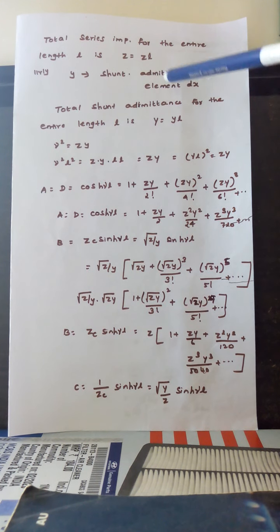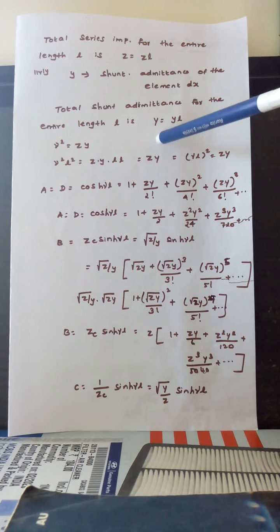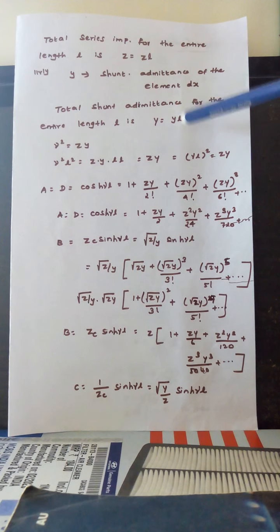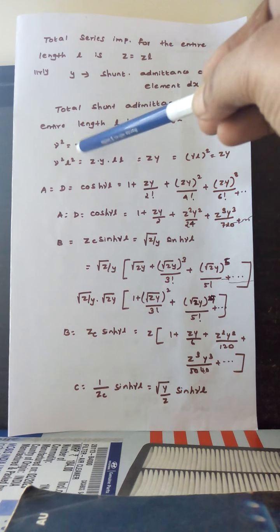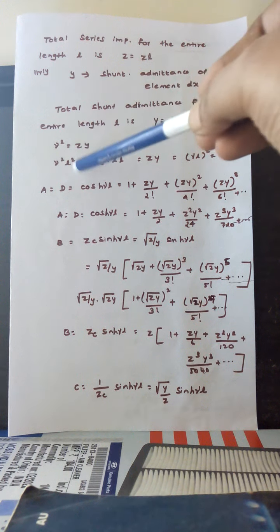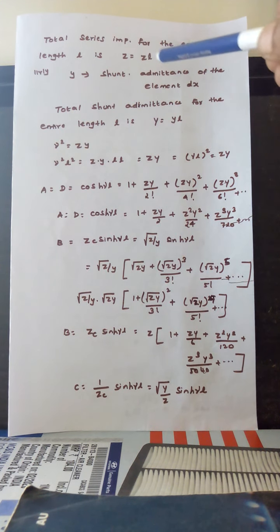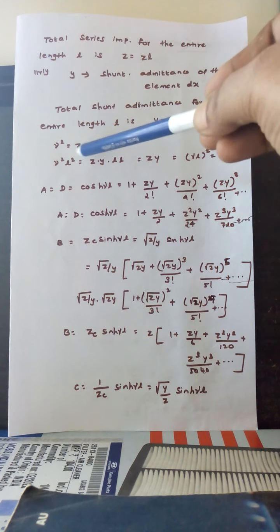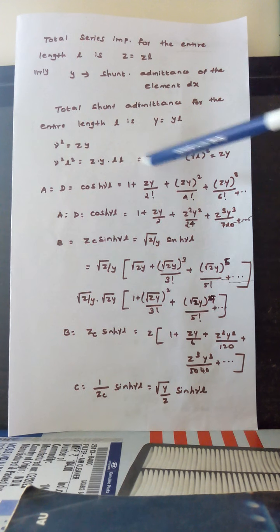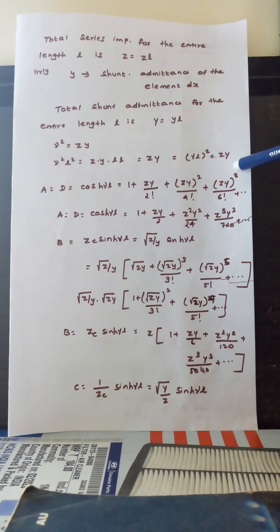Similarly, y is the shunt admittance of the element in dx, and the total shunt admittance is capital Y we are taking. So small y is multiplied by the entire length, that is Y equal to y into L. We know gamma equals root of z into y, so gamma square equals z into y. If we multiply with the length, gamma square into L square equals z into L, and similarly capital Y is y into L, correct? So the L square will get cancelled. So capital Z into capital Y equals (γL) whole square.